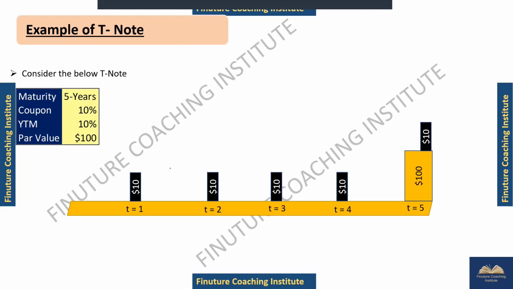So just a basic bond, as I have jotted down, you can consider this yellow strip to be a timeline, with t equal to 1 meaning the cash flow at the first year, and likewise second, third, fourth, and fifth year. So given the 10% coupon over the par value of 100, you will get $10 at the first year. Likewise till the fourth year, and in the fifth year, along with your coupon of $10, you get a bullet payment of $100 at the fifth year.